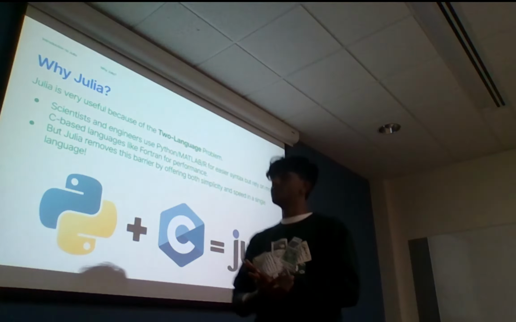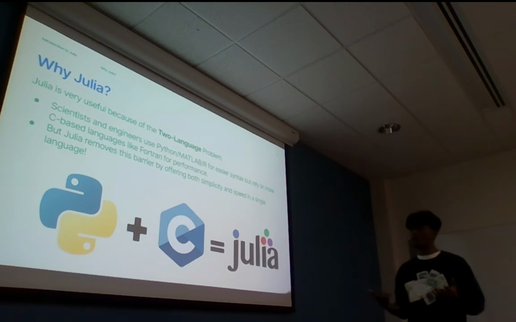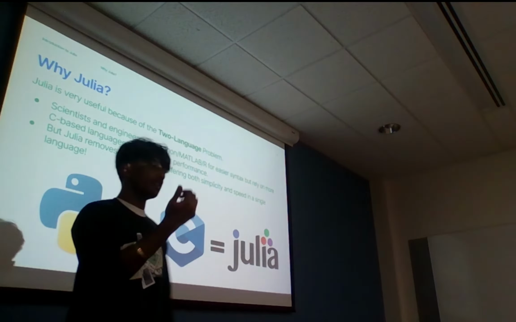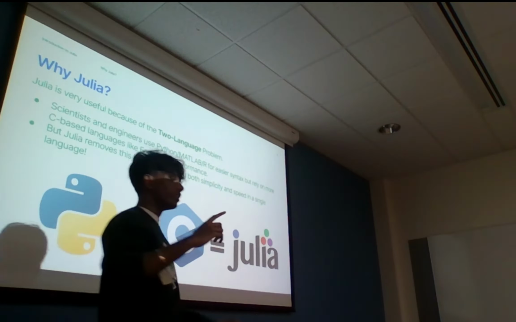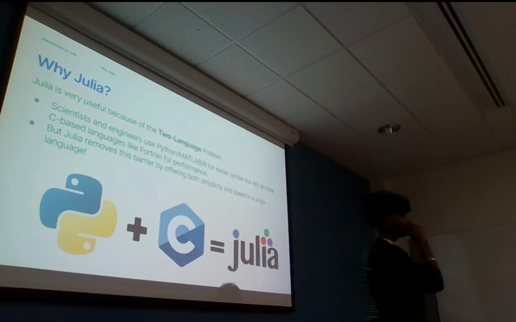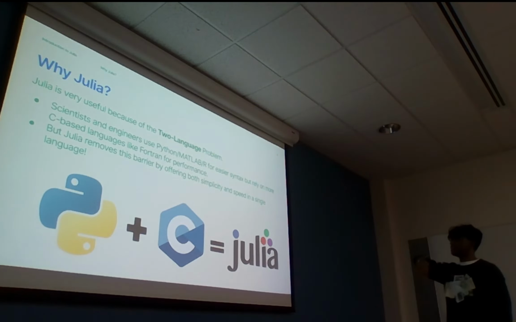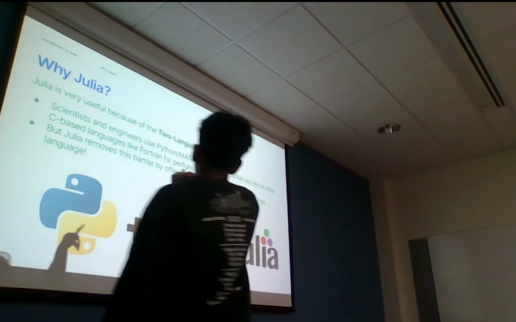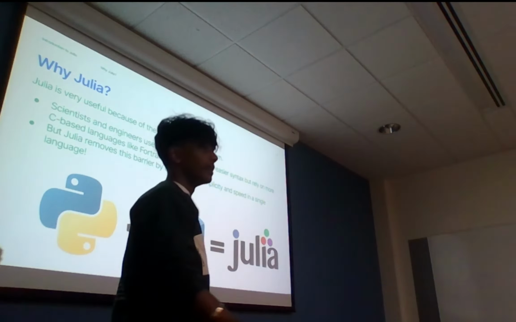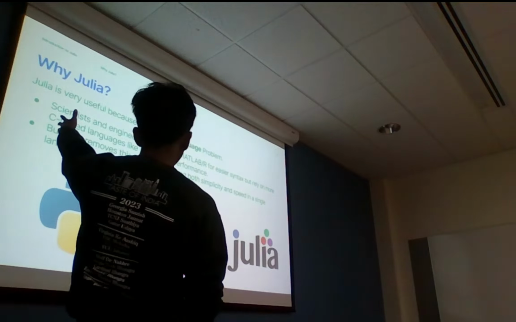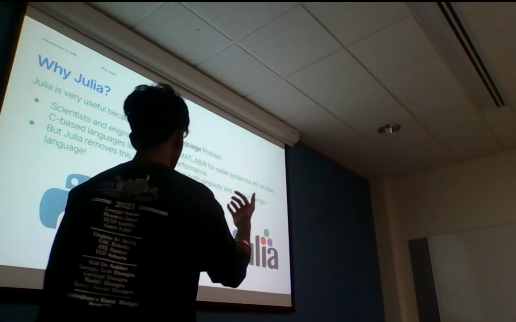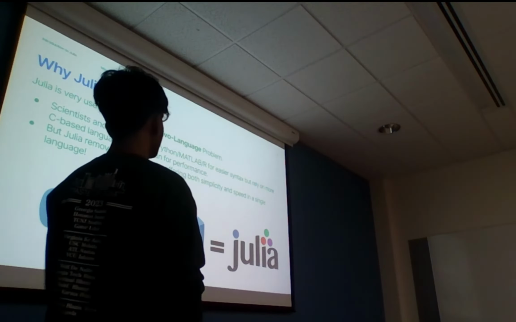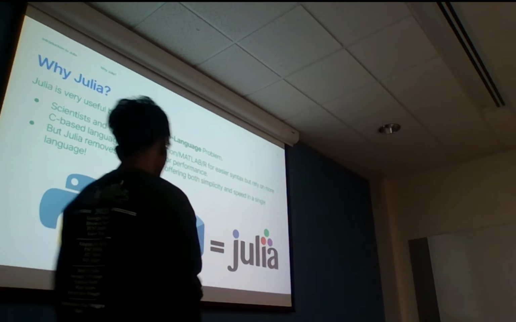So why is Julia really good and why do people use it? Julia is very useful because of the two-language problem. A lot of engineers or scientists use two languages in their projects. One for easier syntax and one for performance. For example, you use Python and then Fortran, which is a C-based language. But Julia solves that problem by offering both advantages. Its syntax is Pythonic, so it's basically English, and it's super fast. So it's like both languages put together.